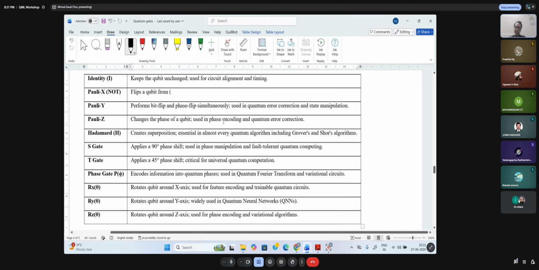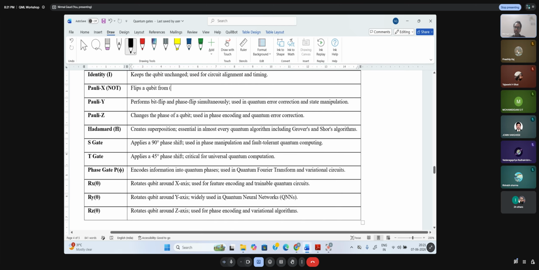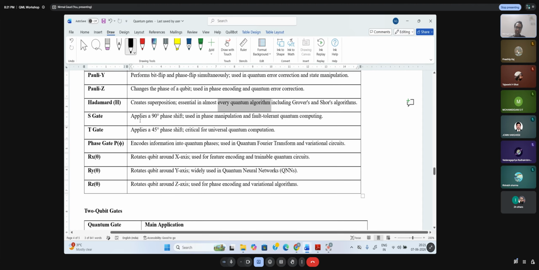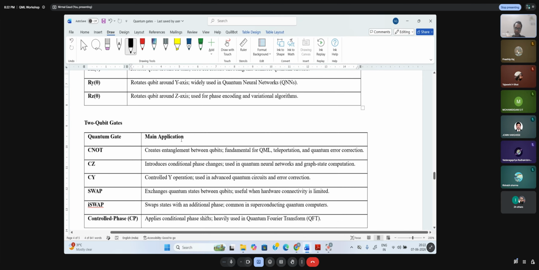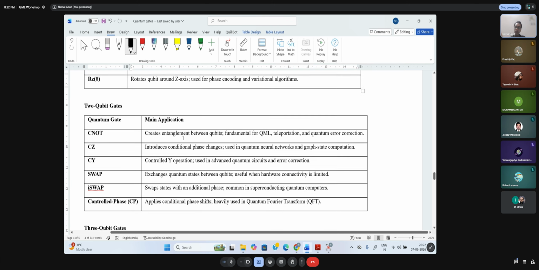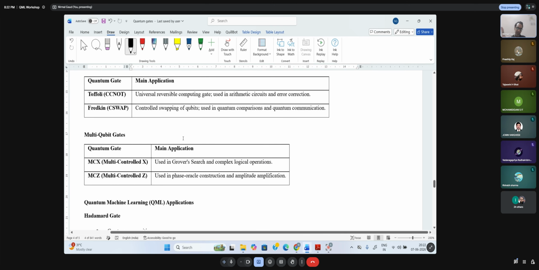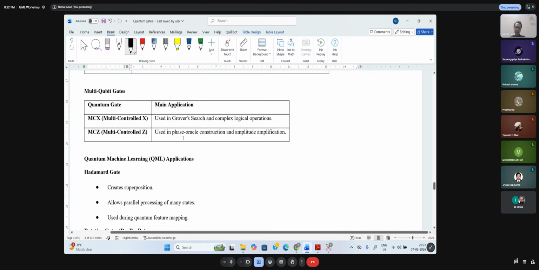You are seeing many gates here with their applications, like Hadamard creates superposition, essential in every quantum algorithm. The S gate applies a 90-degree phase, the T gate applies a 45-degree phase. The phase gate performs encoding of phase. Rx, Ry, R theta are rotations about the x axis, y axis, and z axis. Okay, this is for one, this is for two, and this is for three. I have mentioned them in the table, but things are very much in depth.